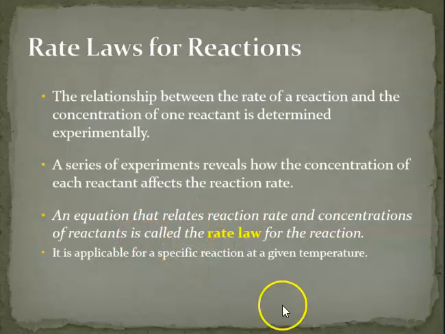This equation is something we call a rate law. So it's this relationship between the rate of the reaction and the concentration of the reactants. They usually look like rate equals something, something, something, and I'm going to show you what that is later on here. But it's going to be for that specific reaction at one particular temperature. It's really, really specific.